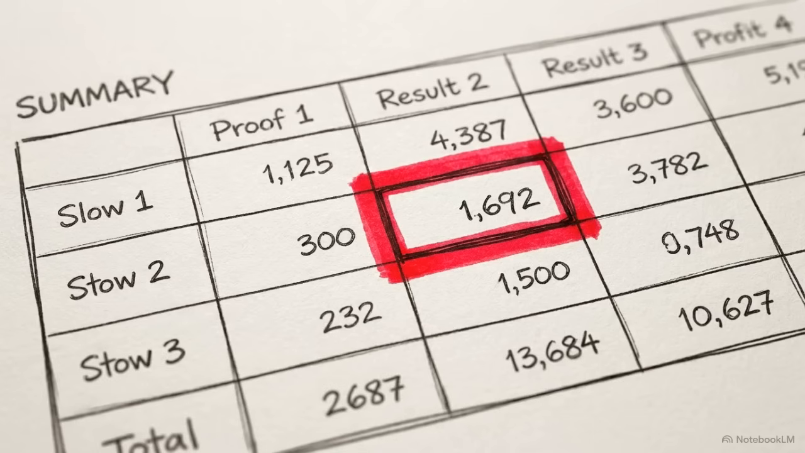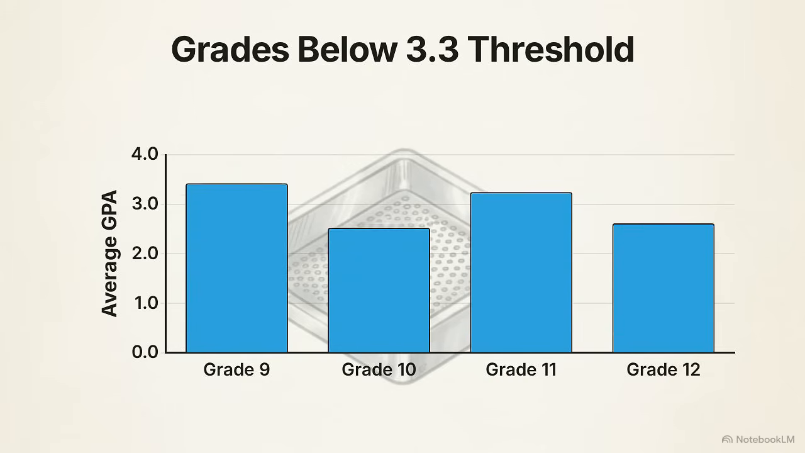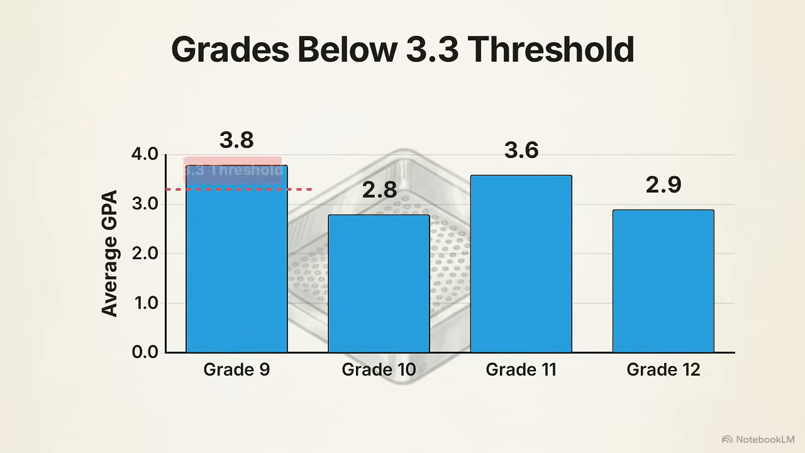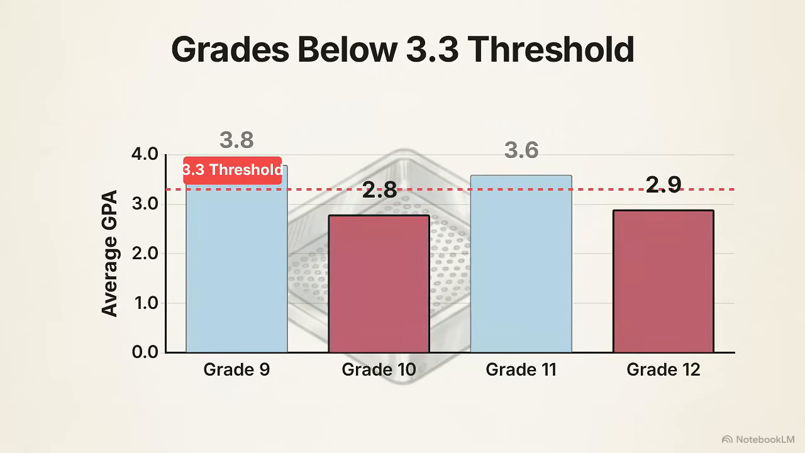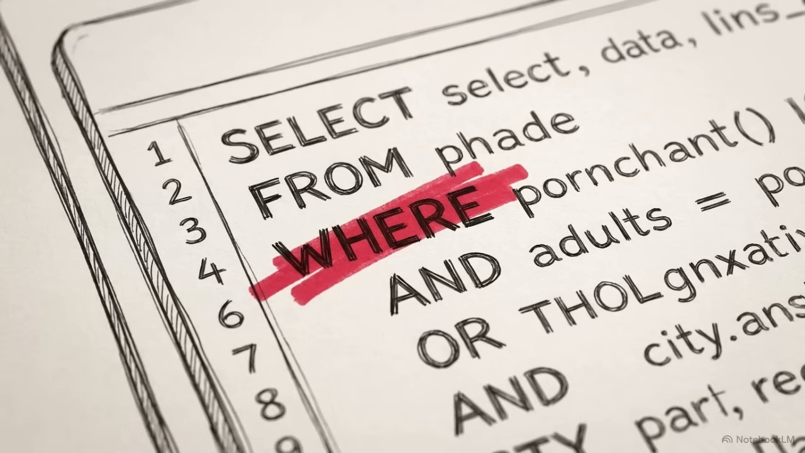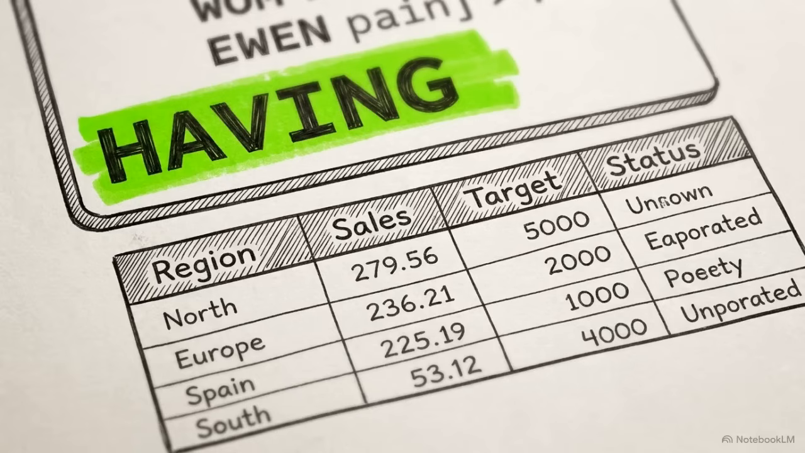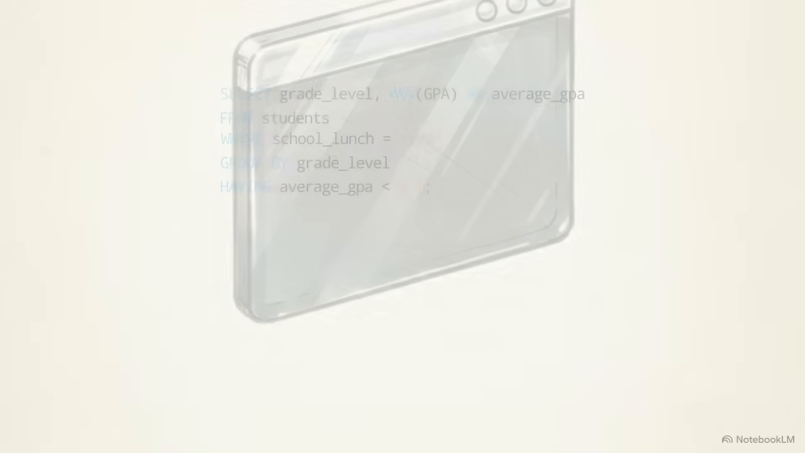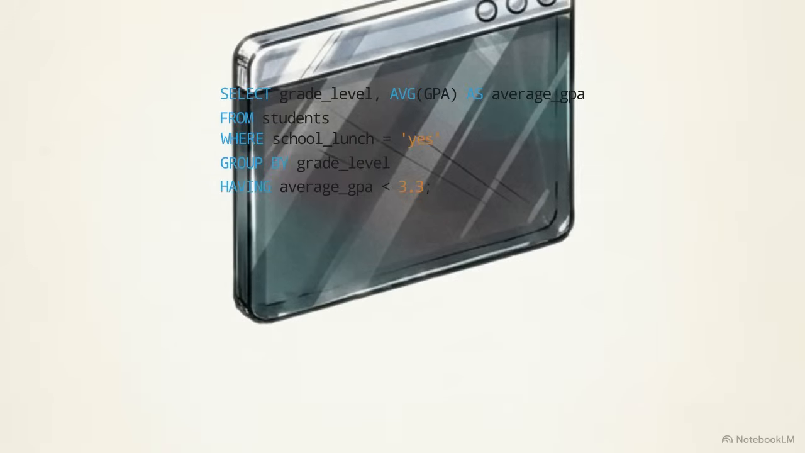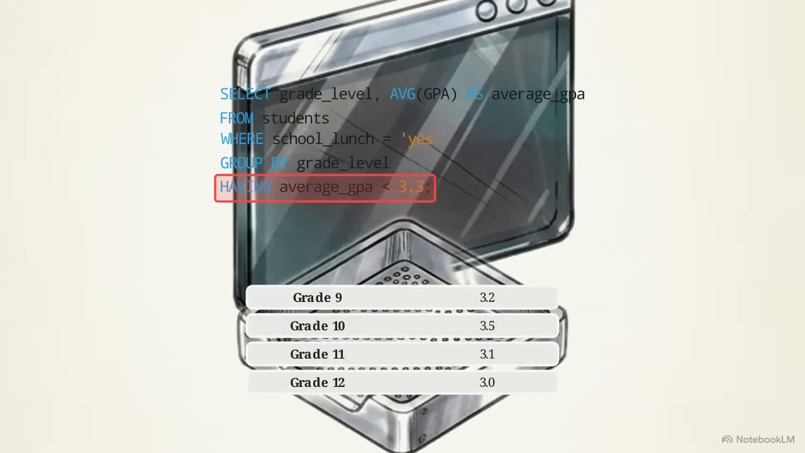We have our summary, but it raises a new problem. How do we filter this newly summarized data to only show grade levels where the average GPA drops below a specific threshold, like 3.3? Because we have already grouped our data, we can no longer use the where clause. We have to use the having clause, which is specifically designed to filter grouped outputs. In the code, we add our having line to filter for an average GPA of less than 3.3. The 4-row output table dynamically drops any grade level that exceeds that threshold.